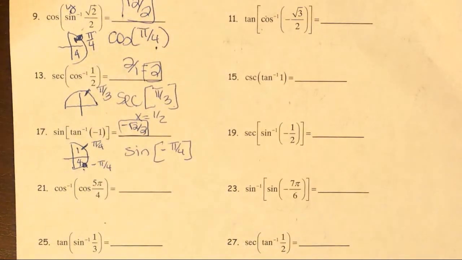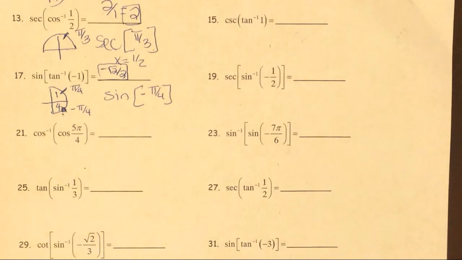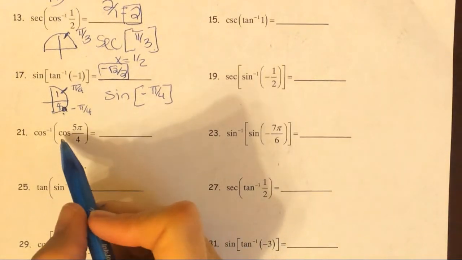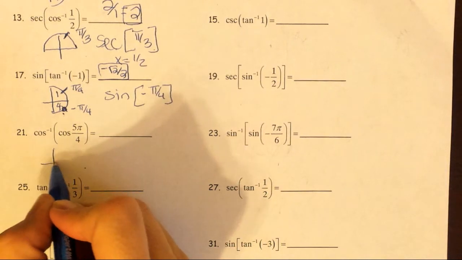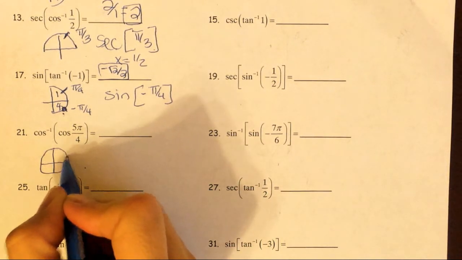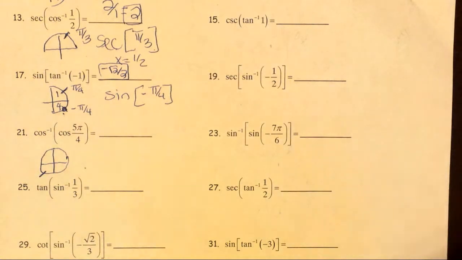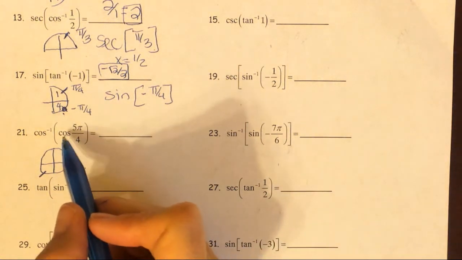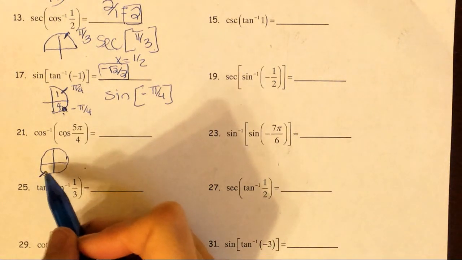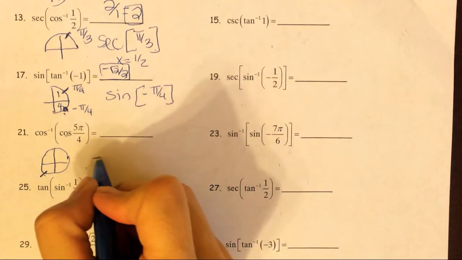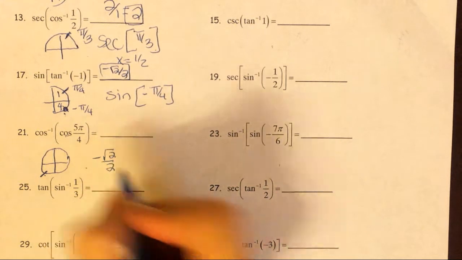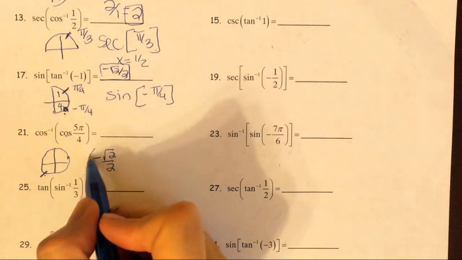Okay? 21. Cosine 5 pi over 4. Now this time it doesn't say inverse, it says cosine, which means I can go anywhere I want on the circle. And 5 pi over 4 happens to be down here in quadrant 3. And they want to know what is cosine at 5 pi over 4. Well, cosine at 5 pi over 4 is negative root 2 over 2. So that's the answer to the inside.